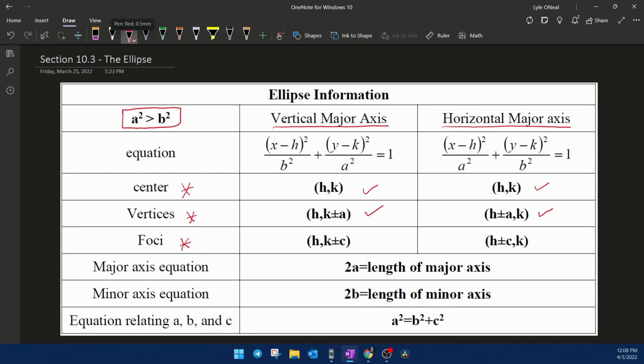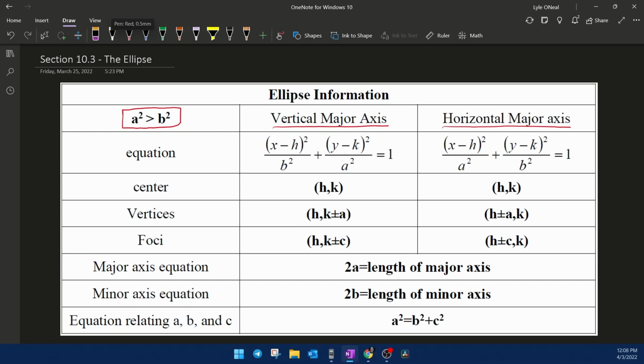Next, the foci for a vertical major axis are going to be h, k plus or minus c. And for the horizontal major axis, the foci are h plus or minus c, k.